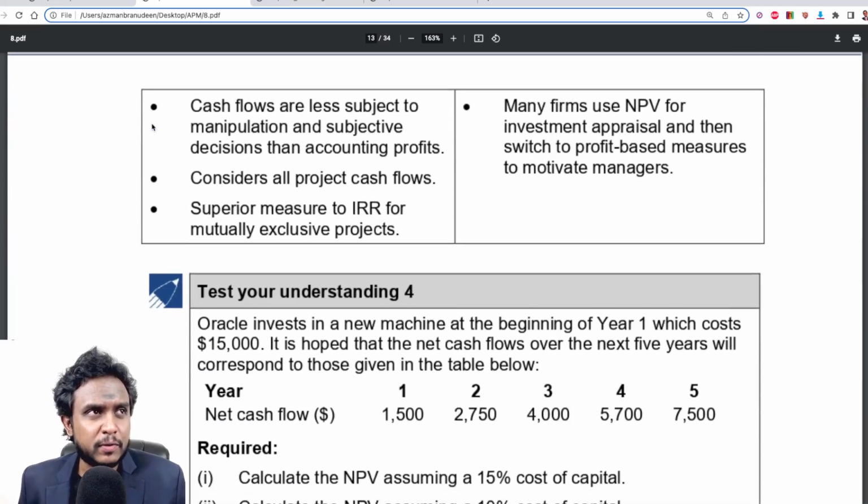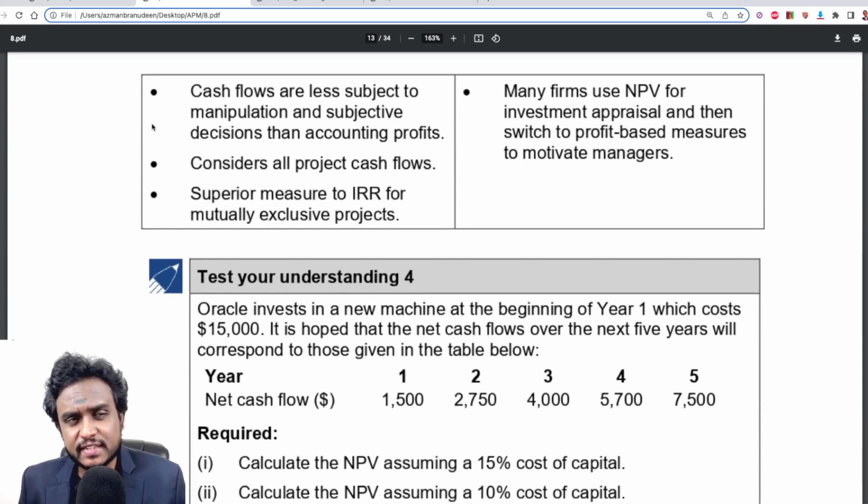Furthermore, on a positive side, cash flows are generally less subject to manipulation. So you're using the relevant cash flows, which makes the figure very good. Considers all the project cash flows and a superior measure to IRR, especially for mutually exclusive projects where you have to consider whether I have to do this or that, where you are individually looking at them. When the projects are exclusive and you cannot undertake multiple projects, this becomes an effective tool to use.